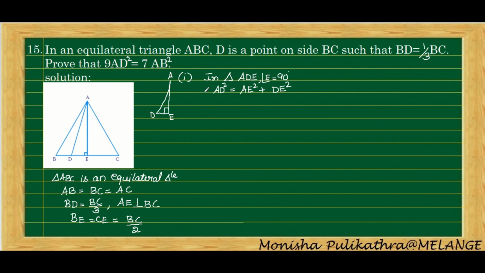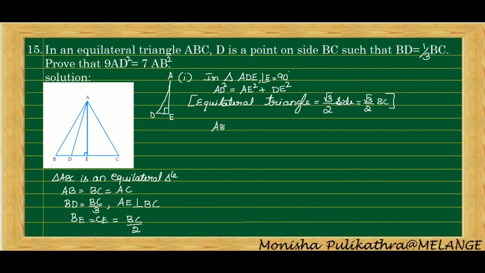AE will be the height of the equilateral triangle. In the previous problem, we did this. The height of an equilateral triangle is like a formula. You can use it. The height of equilateral triangle will always be √3/2 into any side of that particular triangle. Here in this case, I will be taking the base side, √3/2 BC. So this you can remember. Any side you can take, either AB, AC or BC. In this case, I am taking BC for the convenience of this problem.